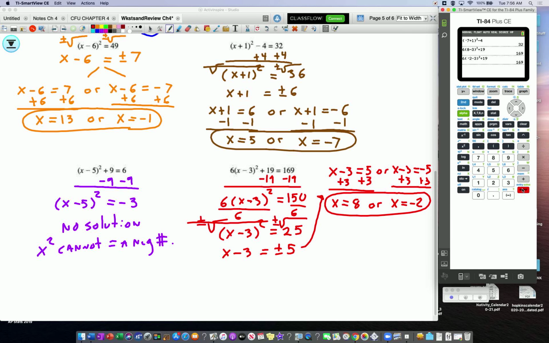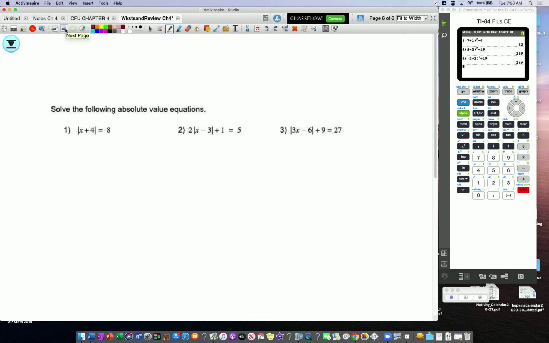All right, let's go to our very last page here. So it says solve the following absolute value equations. So again, with absolute value, just like squares, we know that we're going to have either 0, 1, or 2 solutions. Most of the time, we're going to have 2, okay? But know that 0 and 1 could happen. So the idea is get absolute value by itself. So what this is saying is x plus 4 is 8 units away from 0 on the number line.